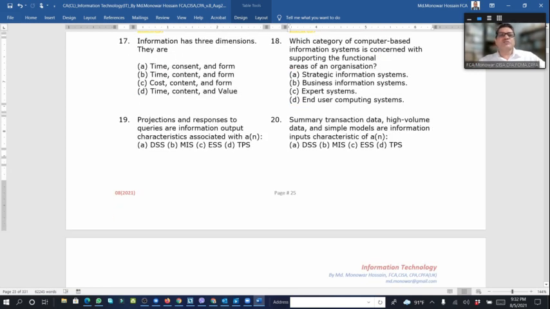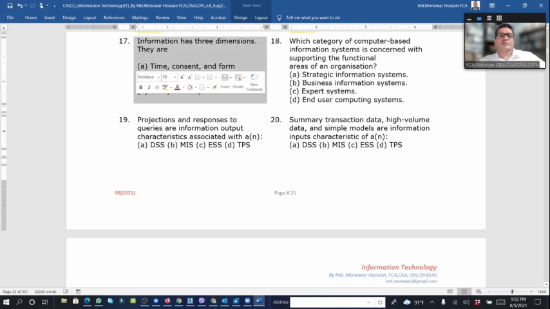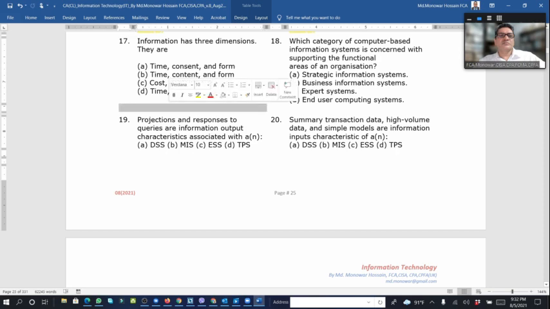Then information has three dimensions. What would be there? Three items. What would be the answer? Time, content, and form, sir. Time, content, and value.